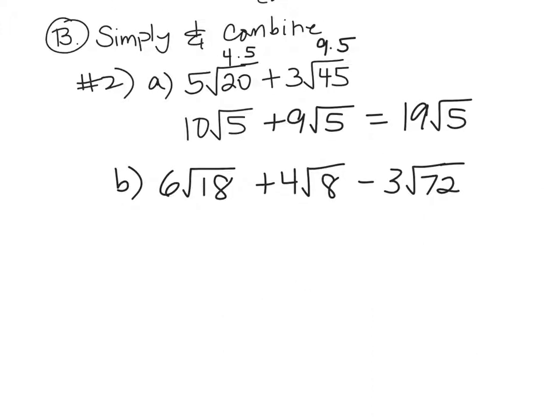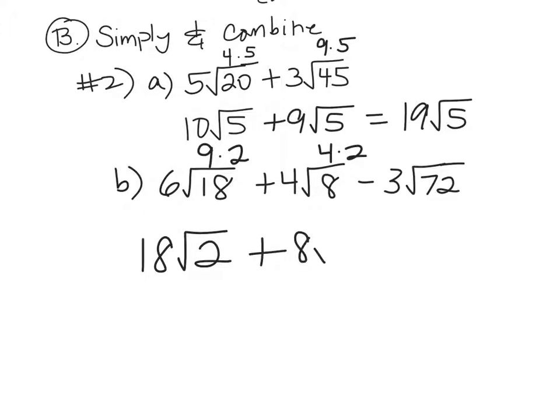Okay, is there a perfect square in 18? Sure. How about 9 times 2? And so you take the square root of 9, and you get 3, and multiply it times the 6 on the outside. So that simplifies as 18 rad 2. Make sure you simplify all of them, okay? 8 is 4 times 2. And you take the square root of 4, which is 2, and you multiply that on the outside. So that's 8 rad 2.